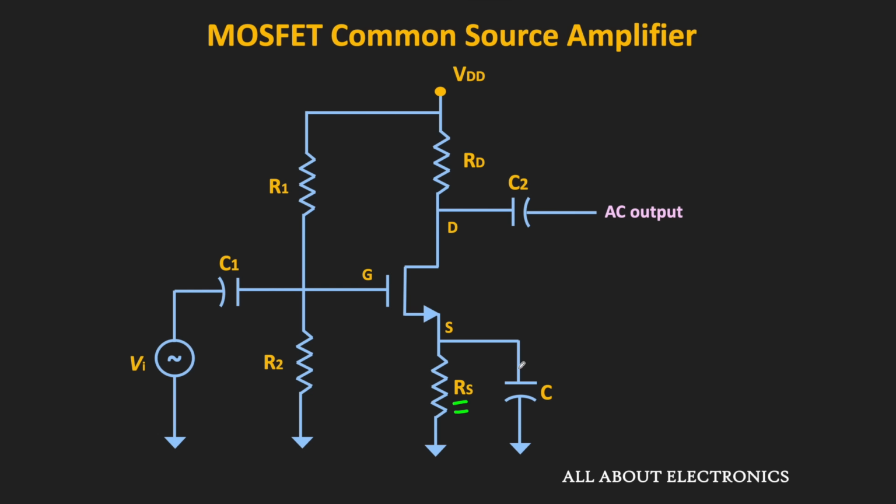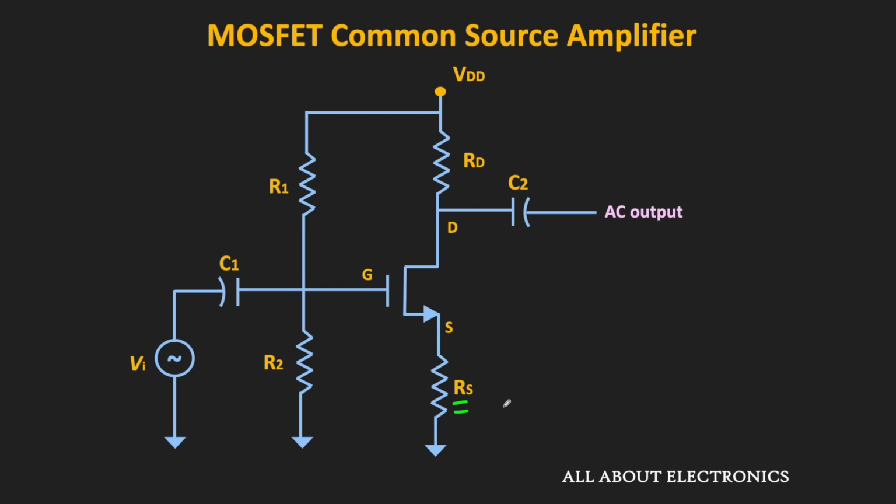But sometimes, to improve the frequency response and the stability of the amplifier, the source resistor is not bypassed. In that case, this source resistor will also come into the picture during the AC analysis. Because of this source resistor, the voltage gain of this amplifier will reduce, and through the small signal analysis, it will get clear to you. So now let us see the small signal analysis of this common source amplifier when there is also a source resistor.